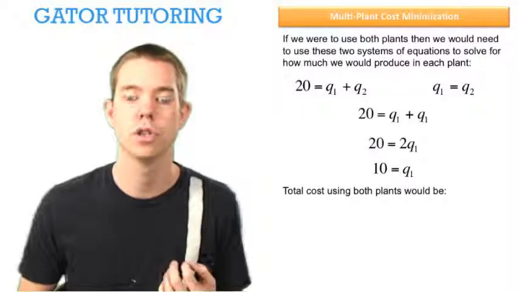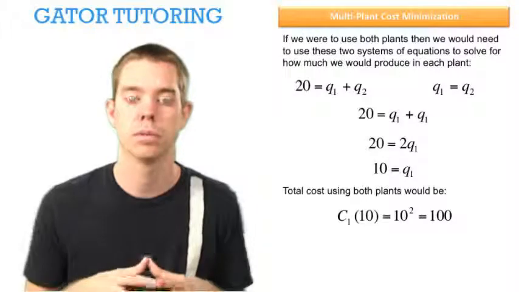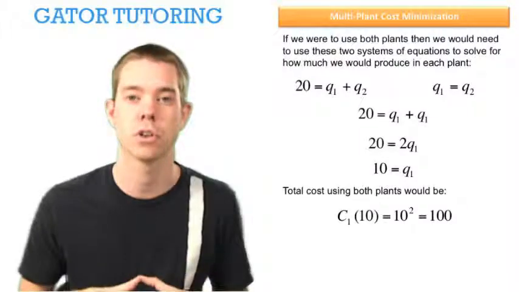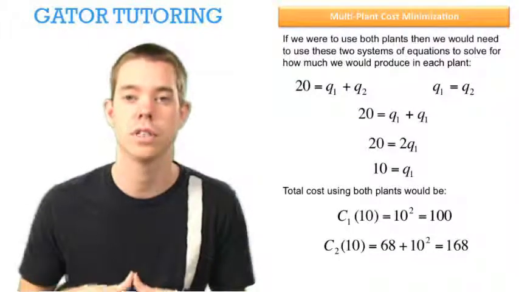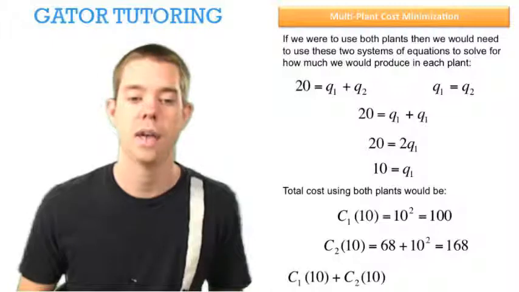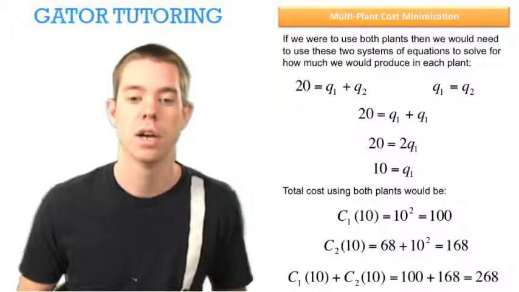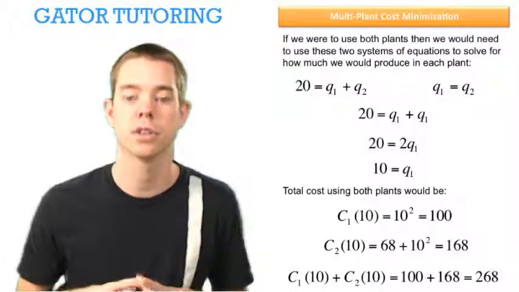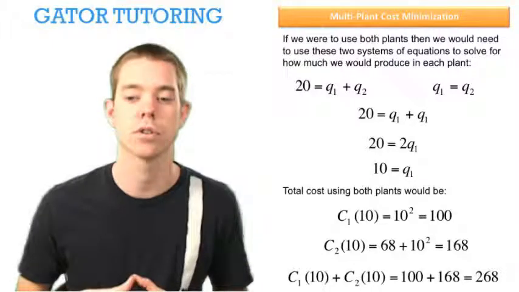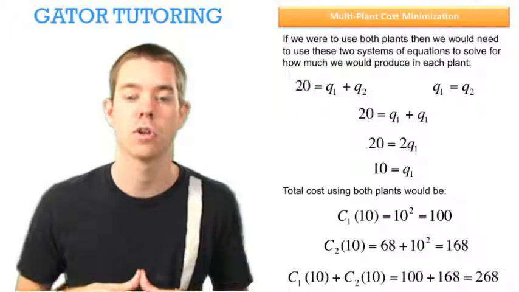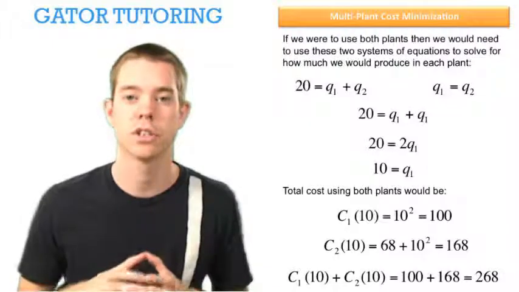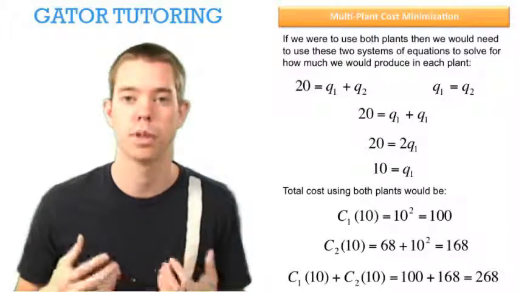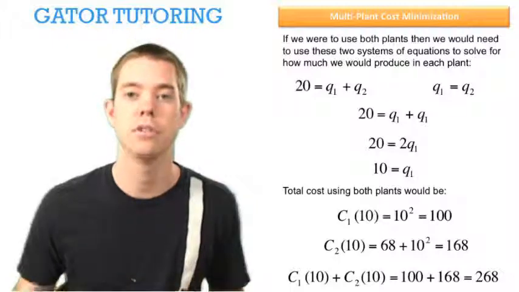So total cost using both plants would be, well, we'd plug in 10 to our total cost function in plant 1 to get 100. And we'd plug in 10 to our total cost function in plant 2 to get 168. We add these two total costs together, and we see that if we use both plants, it's going to cost us $268, which is less than the $400 if we just use plant 1. So we are going to use both plants, and since this question was asking how much do we produce in plant 2, we know we're going to produce 10 units in plant 2.